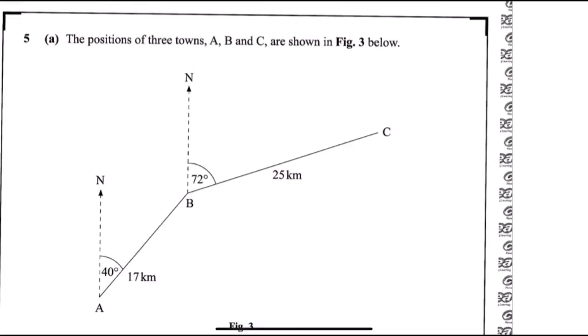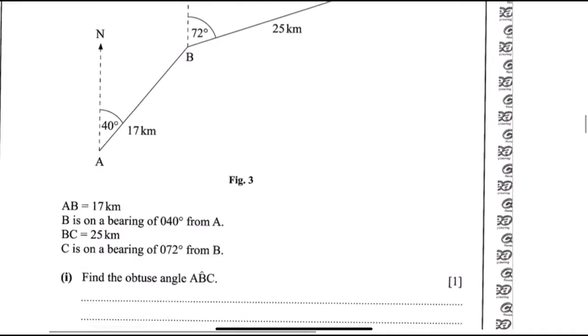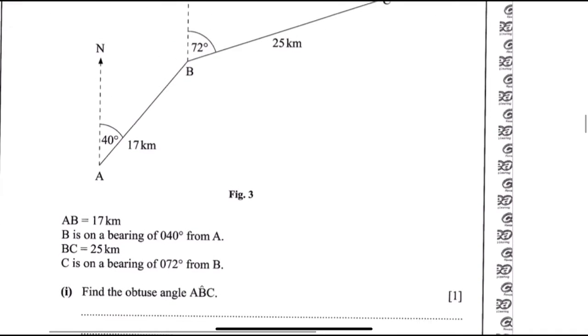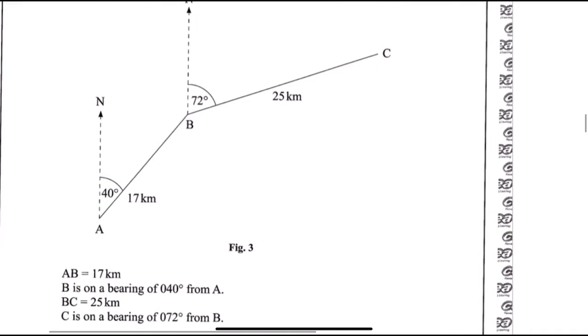Okay, question 5 says, the positions of 3 towns A, B and C are shown in figure 3 below. So this is a bearings question, and you've got B is on a bearing of 040 from A, and then C is on a bearing of 072 from B. The first question says, find the obtuse angle ABC. So the obtuse angle ABC is this angle in here.